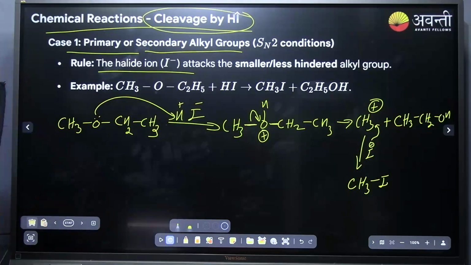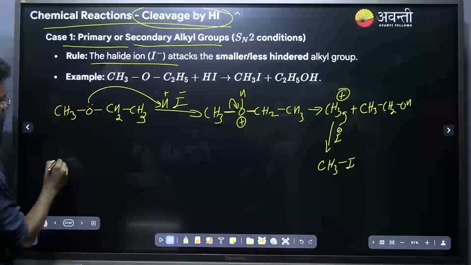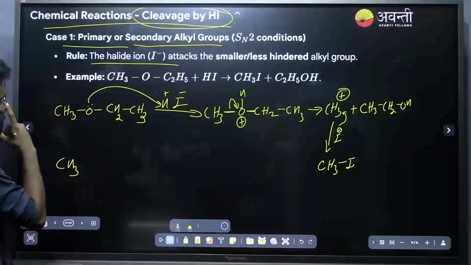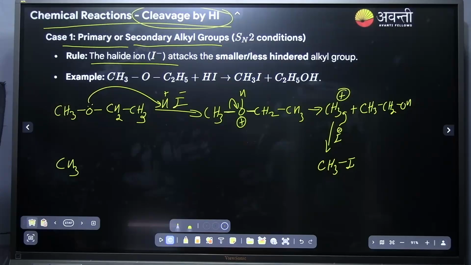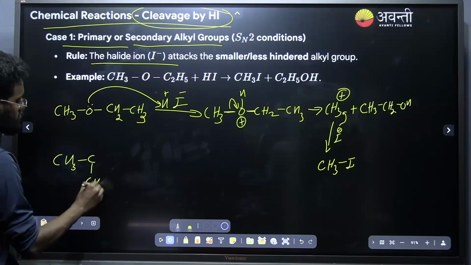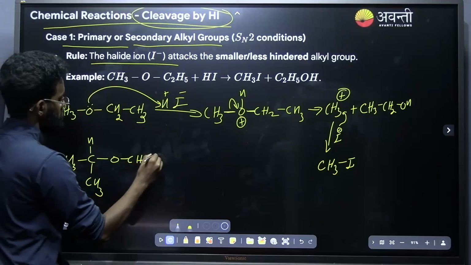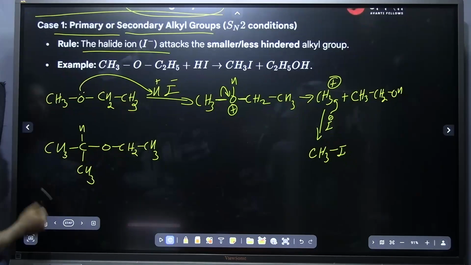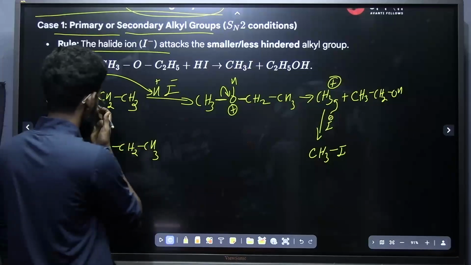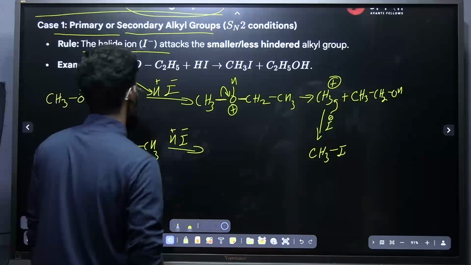Yes. Now if you want, I can give one more example. CH3 C CH3 O CH2 CH3. Okay. Now in this case, tell me which one is going to be the major product, or where the I minus will be attacking.